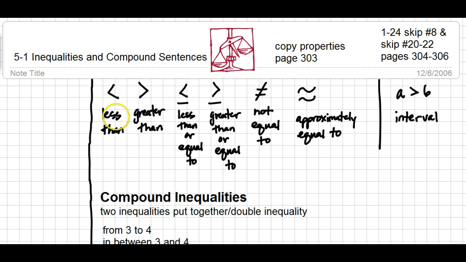Back when I first learned less than and greater than as inequalities, my teacher taught me that the inequality symbols look like a mouth, kind of like an alligator's mouth with teeth, and that the larger number is the one that the symbol is going to bite down or eat.